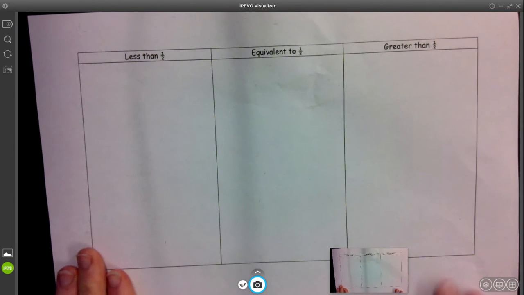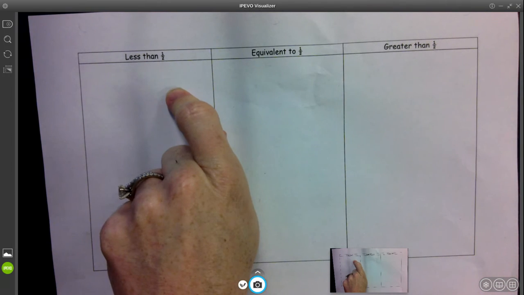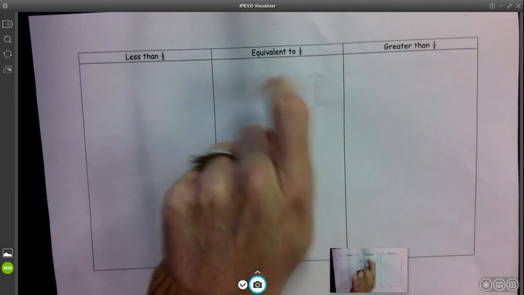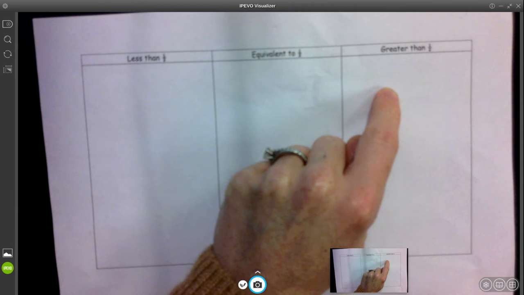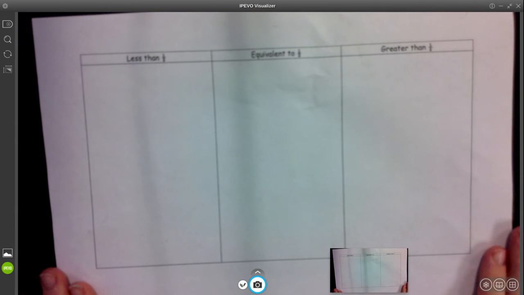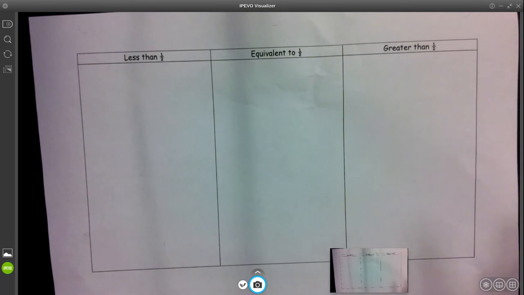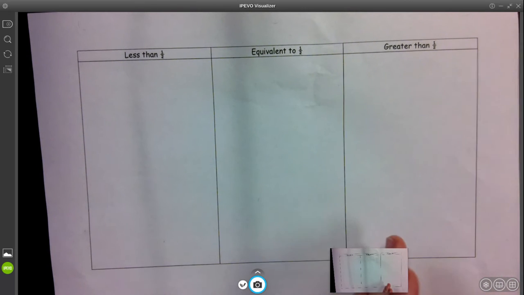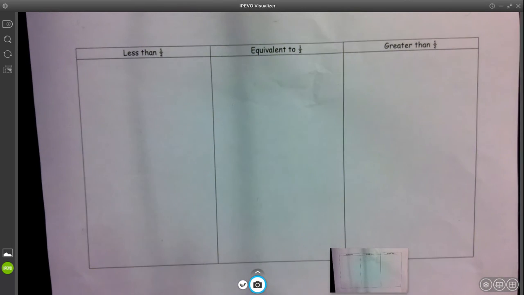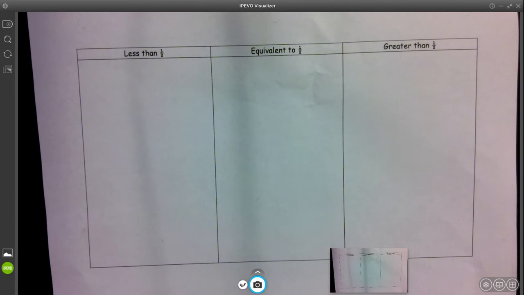So as you can see right here, there's less than a half, equivalent to a half, and greater than a half. A lot of things in fourth grade, you're going to use compare things to a half, because half is an easy marker. Just like if you went to Chick-fil-A and you shared half of your cookie with your sister or your brother, you know what a half is.